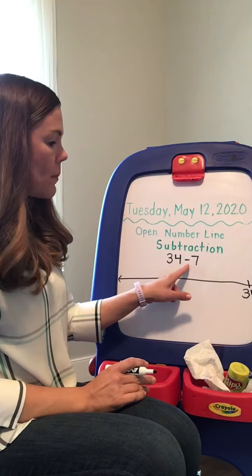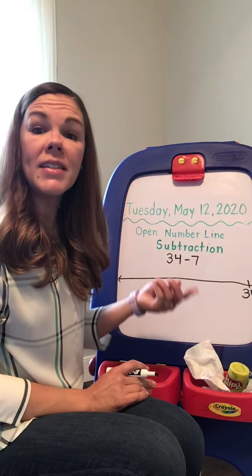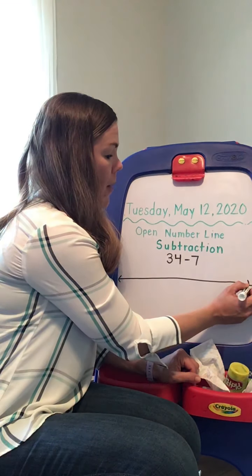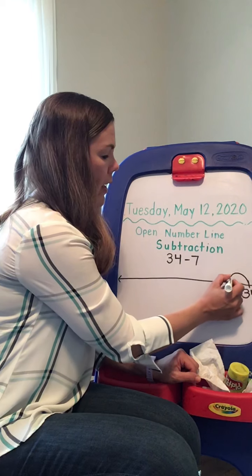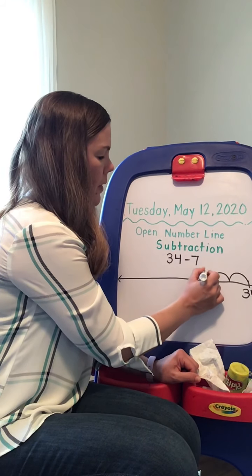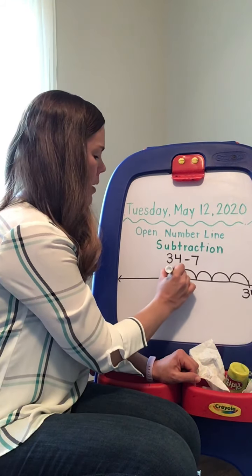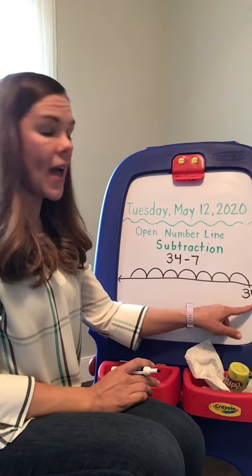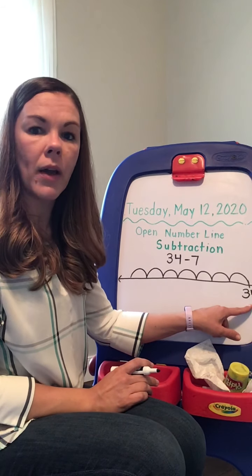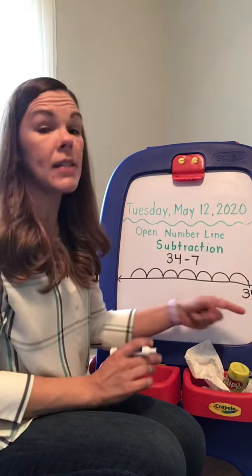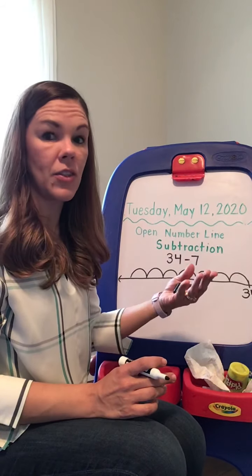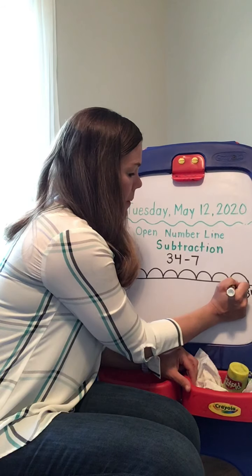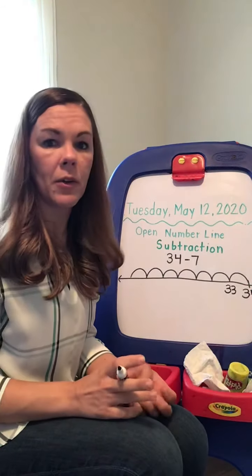And now we have to jump back 7. It's 7 ones, so all of my jumps can be the same size. So let's do that together. Remember, we're going to start at this line and do 1, 2, 3, 4, 5, 6, 7. Now we have to count backwards, and we have to think about what comes before 34. Some of you may just know that it's 33. If you aren't sure, I want you to think about place value, okay?